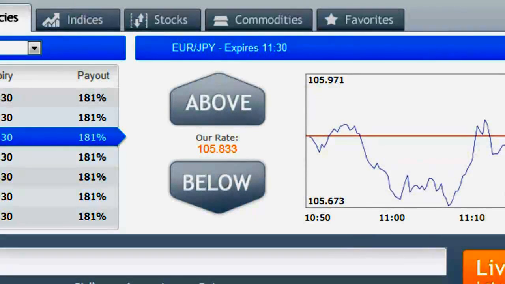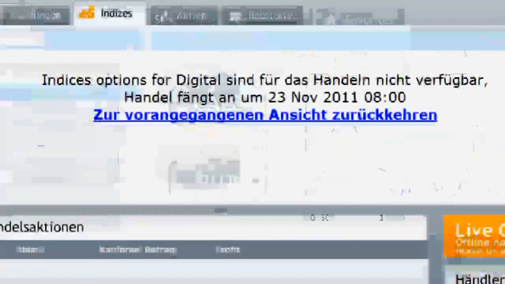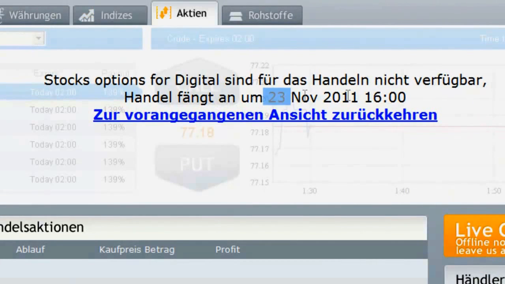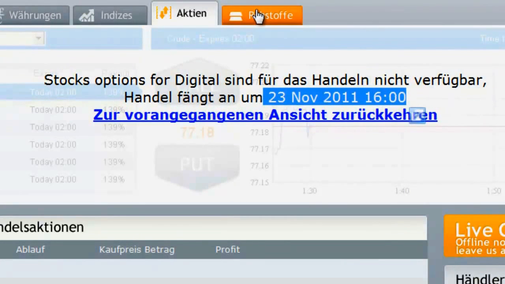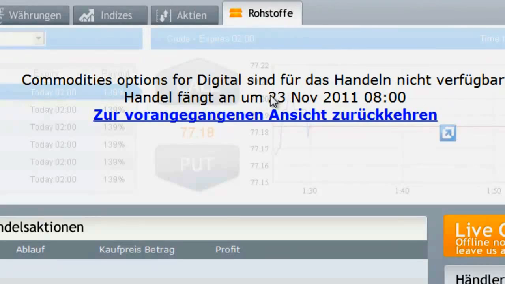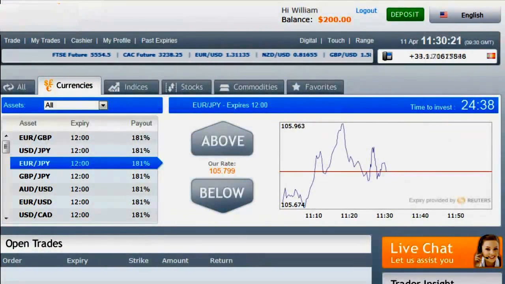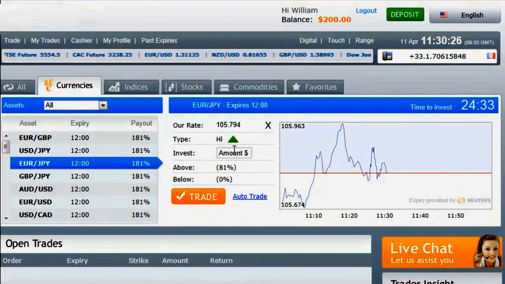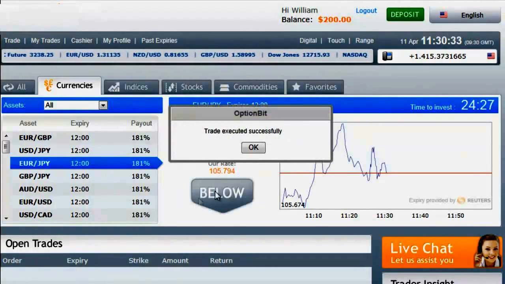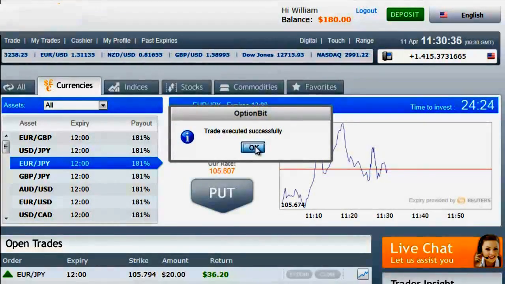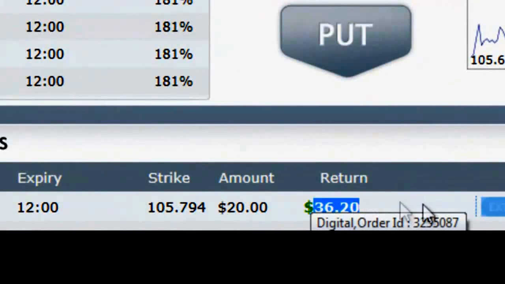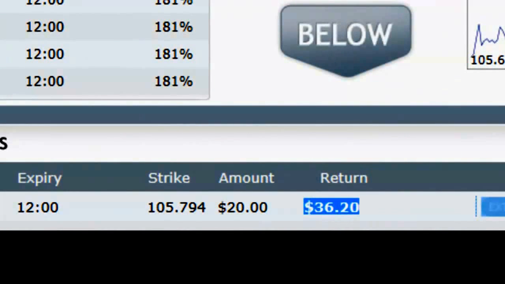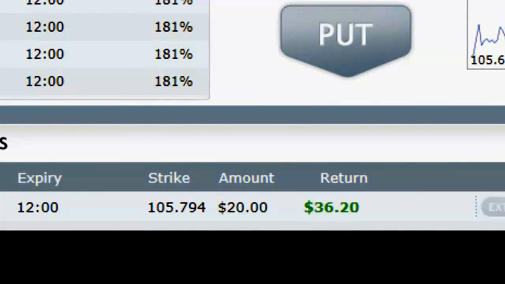Binary options are not always traded. If there are no entry opportunities, it looks like this, and you can read here when the market reopens. I'll show you how you can make the right decision in most cases. If you know that the price will be higher in an hour from now, click on Call, set the amount, and click on Trade. It really is just that simple. Now you have nothing more to do than to wait to make up to 81% profit.